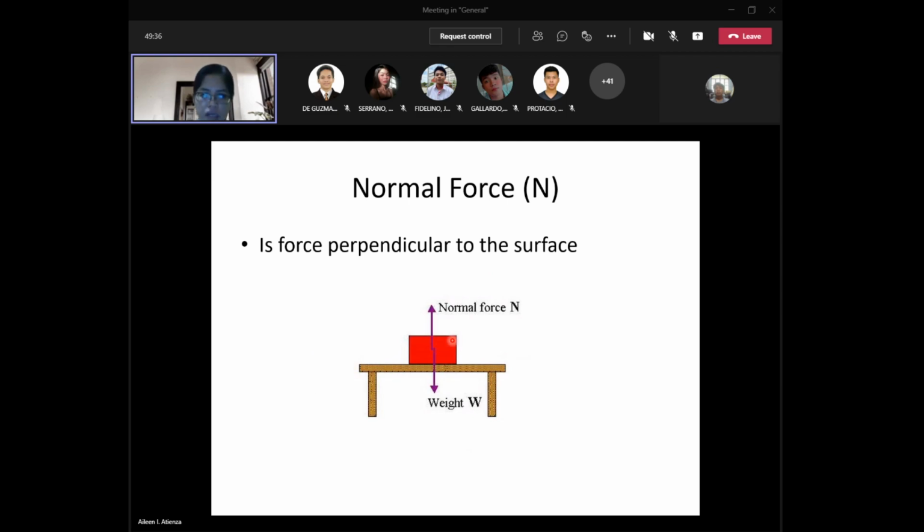For example, we have a certain object placed on top of the table. Since the object is in contact with the table, we have contacting surfaces. Therefore, the normal force will be perpendicular against the weight of the object, perpendicular to the contacting surfaces. So pataas siya, and the weight is going down. That's the gravitational force.